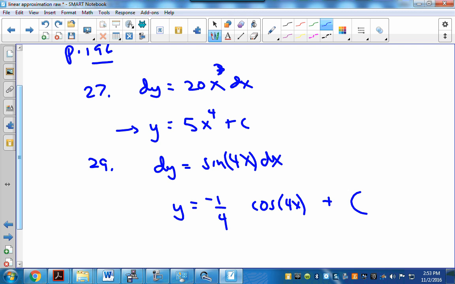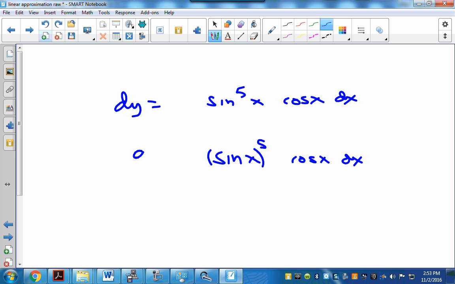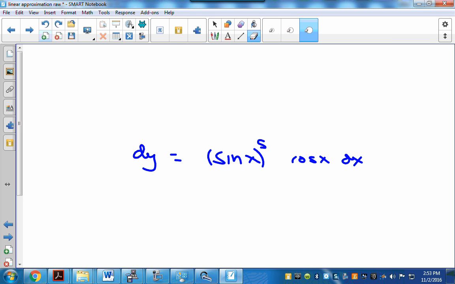Anybody get an answer to 39? I don't know if you got that far or not. It has the sine to the fifth of x. dy is the sine to the fifth of x. It also has a cosine of x and a dx. If you think of it this way, sine of x to the fifth, cosine of x dx, that may sort of help a little bit. The task is, what is y? I need a function that when I differentiate it, here's the derivative now, I get that.